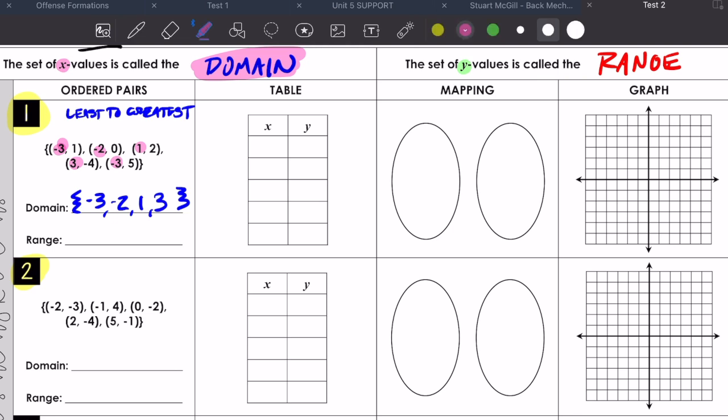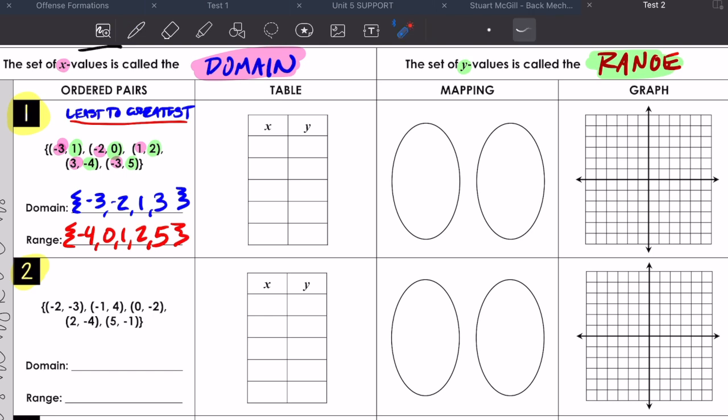Same thing for range. For range, I'm just going to list all of the y values this time. So I'm going to highlight those like I did over here for the domain with green, and use red to write my set of possible y values. So I got a set, and I'm just going to list them least to greatest. The lowest of those green y values is -4. The next is 0, then 1, 2, and 5. So the range of this relationship has 5 numbers in it.